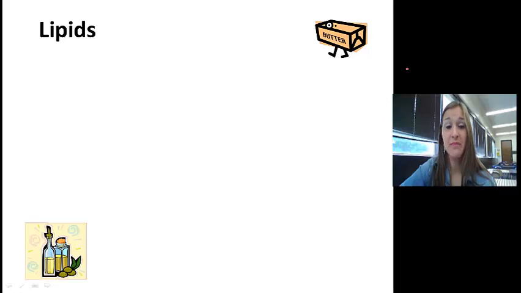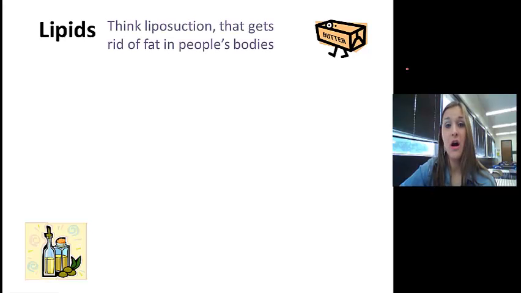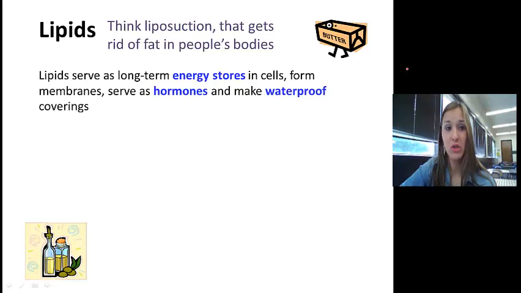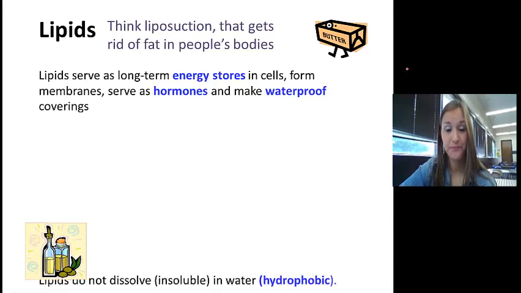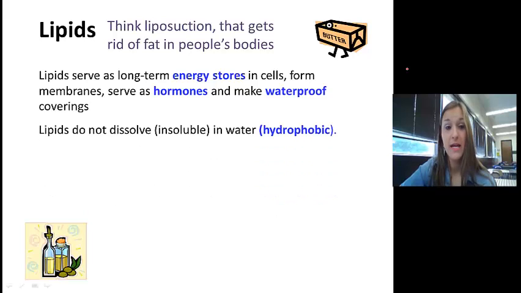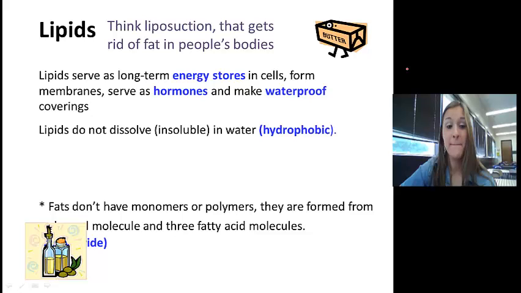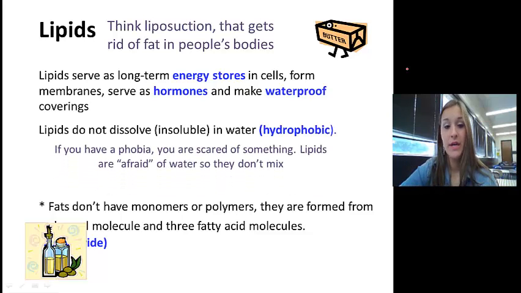Lipids is our next macromolecule. So we learned all about carbohydrates, all about sugars a second ago. Now lipids are fat. Think liposuction or love handles made up of fats. So lipids are serving as long-term energy, but they also do many other things. Now lipids do not dissolve in water. Think about mixing oil and water together. You're going to get that layer of separation. You're going to have the water and you're going to have the oil. Now fats don't have a true monomer and polymer. We're going to look at that in a second.